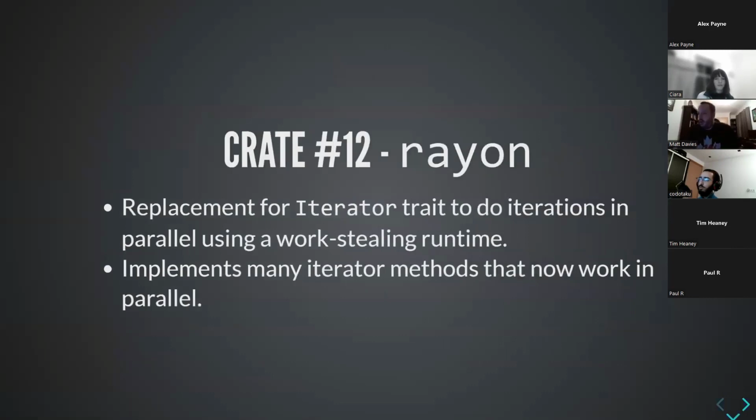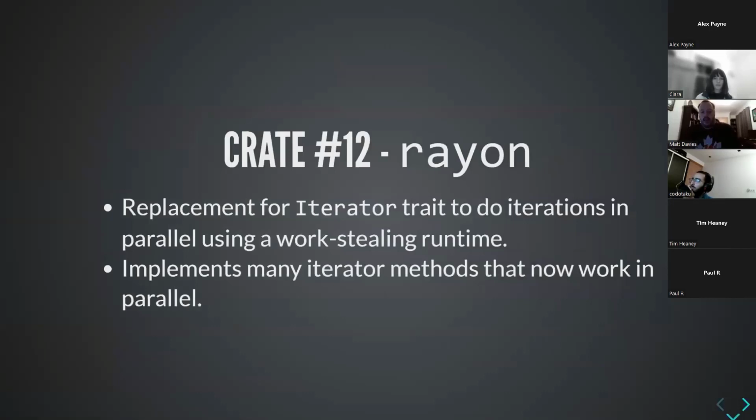Okay, crate number 12, Rayon. This is one of the most magical crates in Rust. It allows you to do some really insane stuff with very little effort. Those are the best kind of crates. So it's a replacement for the Iterator trait to do iterations in parallel using a work-stealing runtime. So essentially, Rayon sets up a thread pool, and when you iterate through stuff normally, it's done on a single thread. With Rayon, by changing how you generate the iterator, all that work when you iterate and you map, when you filter, etc., will get done on multiple cores. You'll instantly, for no work at all, make your program run much, much faster.